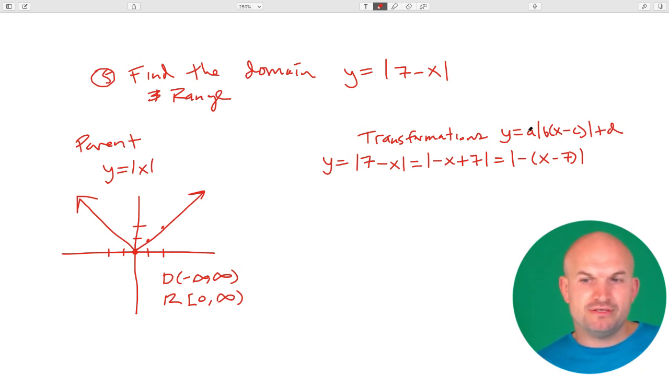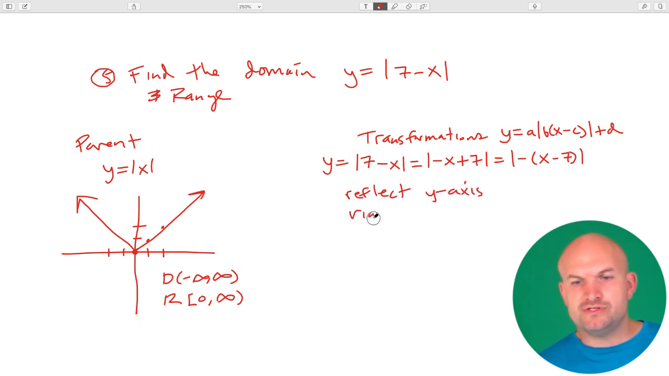One thing I forgot to mention, when a is negative, that's reflected about the x-axis. So therefore, when b is negative, that's going to be a reflection about the y-axis. So let's just write down all the transformations. So we're reflecting the y-axis, and we're going to the right 7 units.